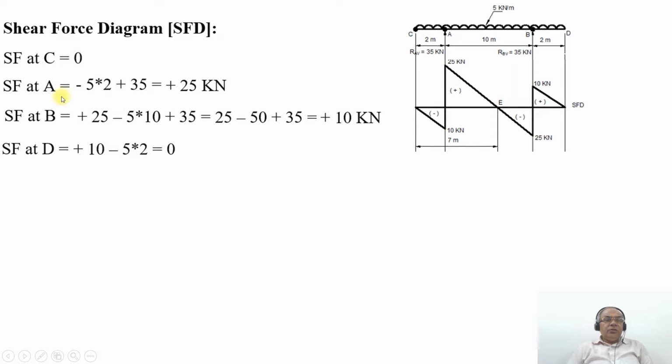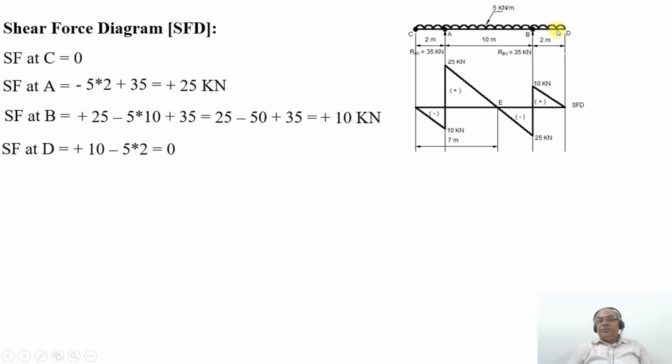So this is how it works. SF at C will be equal to 0. SF at A will be equal to minus 10 kilonewton between C and A, as the uniformly distributed load varies it linearly from 0 to minus 10 kilonewton. Because of the point load of 35 kilonewton at the point A, SF suddenly increases from minus 10 to plus 25 kilonewton. Then between A and B, due to the UDL, it decreases from plus 25 kilonewton to minus 25 kilonewton. At the point B, because of the point load of 35 kilonewton, it increases from minus 25 to plus 10 kilonewton.